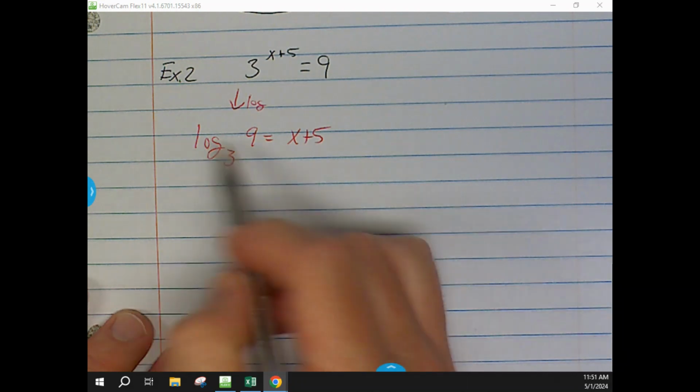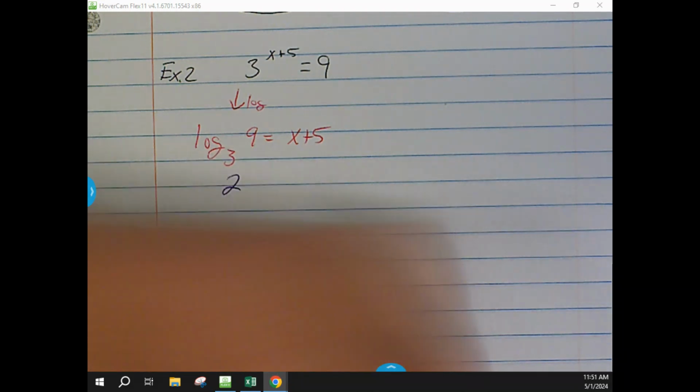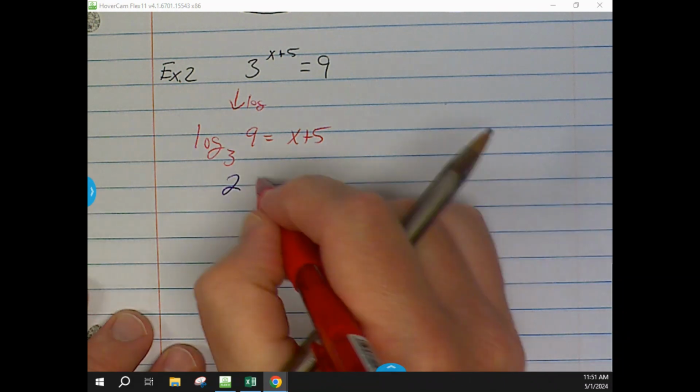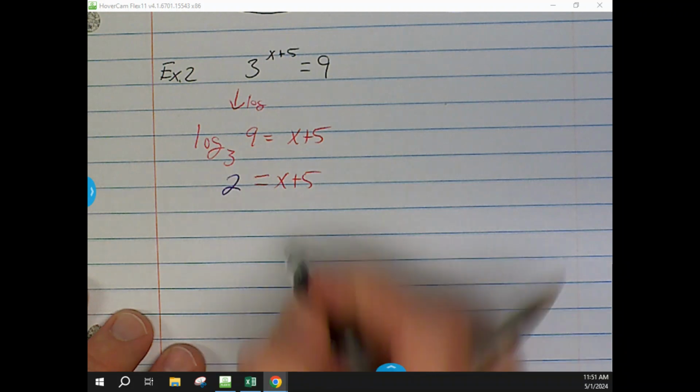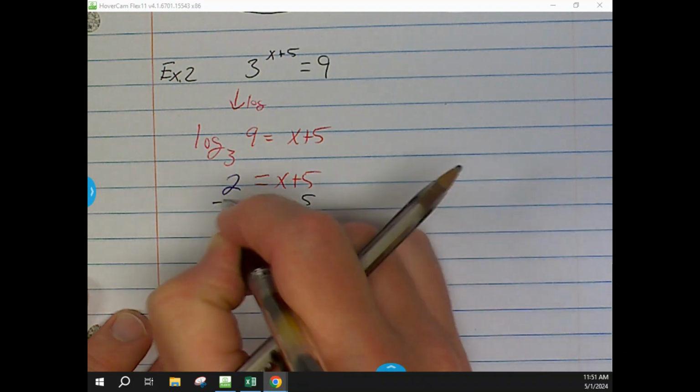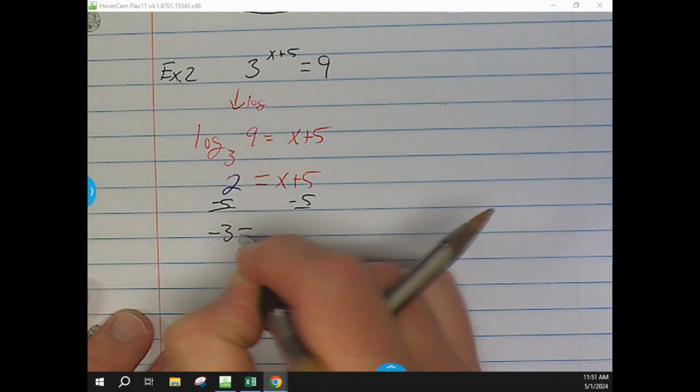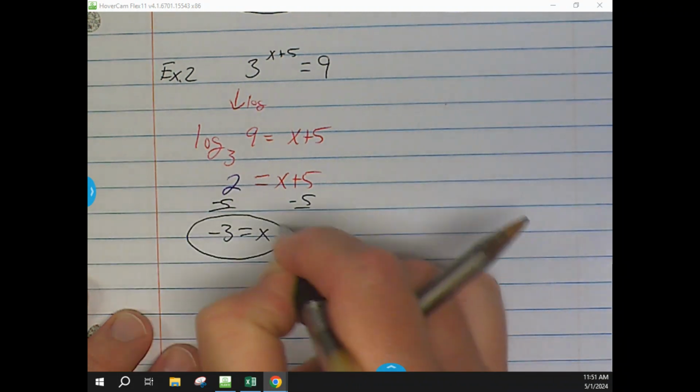All right, so we'll do log base 3 of 9. That is 2. Now, you still got the x plus 5 over here on the right-hand side. So we still need to solve this equation. So let's subtract 5 from both sides. So x equals -3.